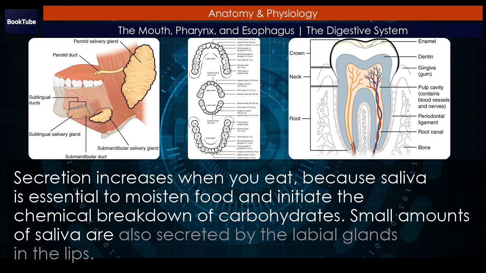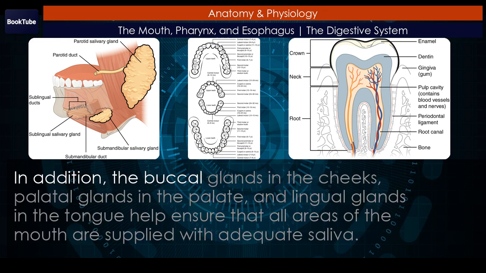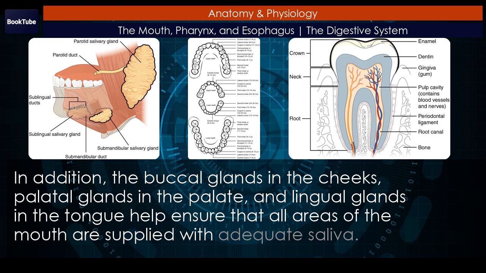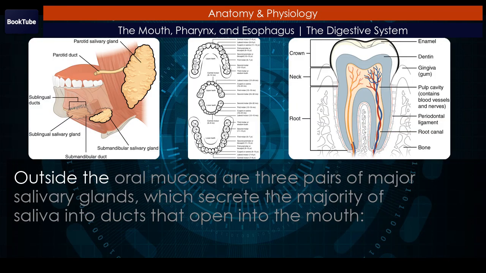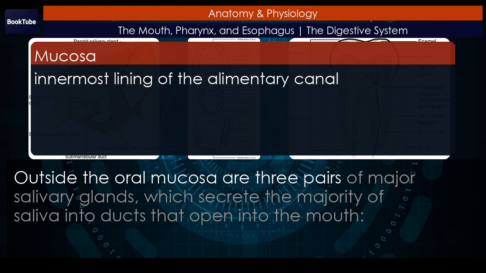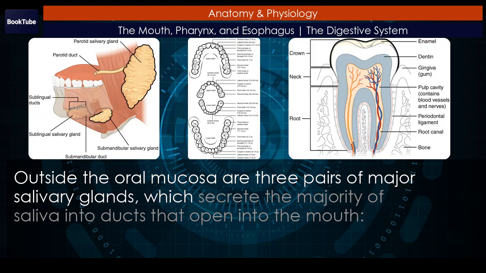Small amounts of saliva are also secreted by the labial glands in the lips. In addition, the buccal glands in the cheeks, palatal glands in the palate, and lingual glands in the tongue help ensure that all areas of the mouth are supplied with adequate saliva. The major salivary glands. Outside the oral mucosa are 3 pairs of major salivary glands, which secrete the majority of saliva into ducts that open into the mouth.